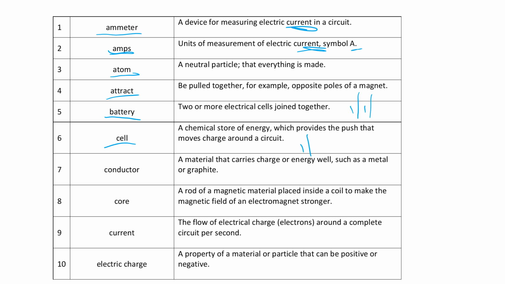A material that carries a charge or energy well, such as metal, is a conductor. A rod of magnetic material placed inside the coil to make a magnetic field is a core. The flow of electrical charge around a complete circuit per second is the current. So current is the flow of electrical charge. A property of a material or particle that can be positive or negative is electric charge.